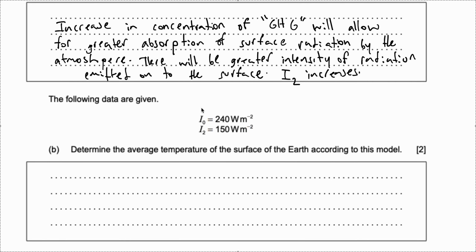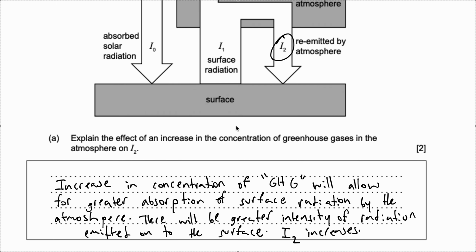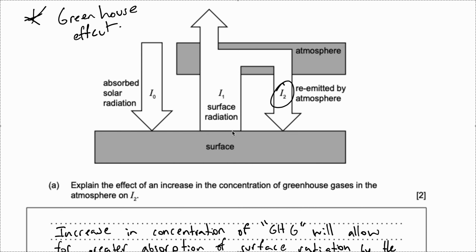Okay, the following data are given. I0 is equal to 240 watt per meter square and I2 is equal to 150 watt per meter square. Determine the average temperature of the surface of the earth according to this model. Now, we need to understand what is the net radiation or net intensity of radiation on the earth. Well, we have basically I0, which is constant due to the sun, and we have I2, which is constant due to the atmosphere. I1 is, and because some of it will actually leave, so the only two incoming radiations is I0 and I2. So if we add these two up, we'll get the net intensity of radiation on the earth.